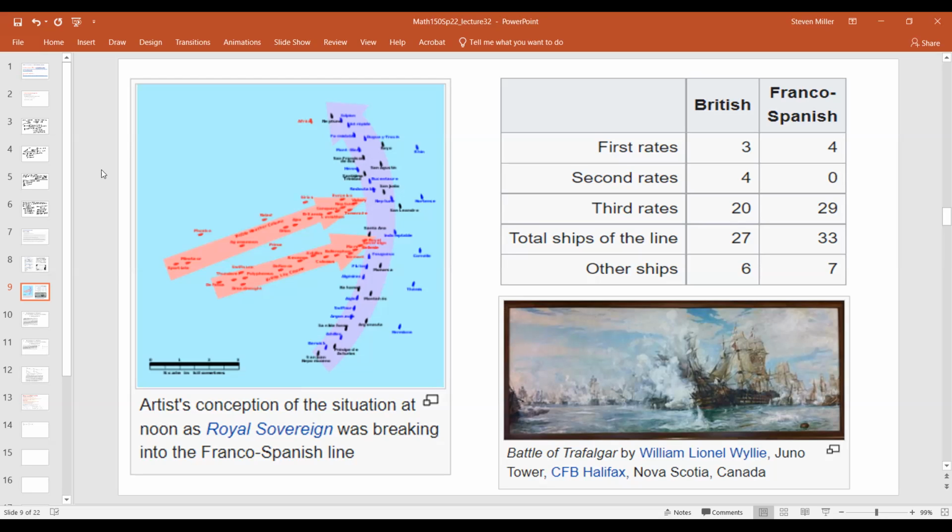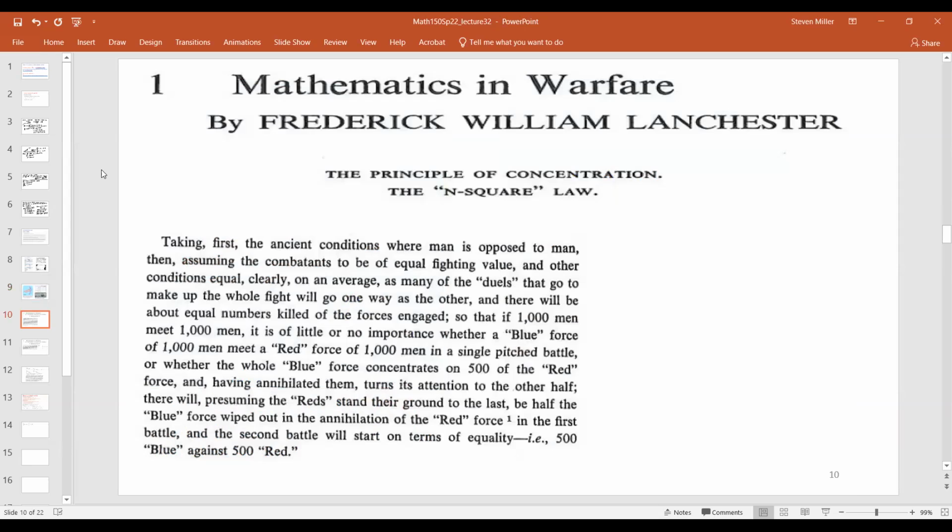Now, I do not believe that there is any evidence of Nelson or anyone in his command actually writing down differential equations and solving them. But this is a nice way of just trying to give an explanation of why something like this might work. So there's a beautiful paper, if you're interested, I can send you a copy, Mathematics and Warfare by Lanchester, and it talks initially about classical warfare. So imagine you have 1,000 people fighting 1,000 people, or you have 1,000 people fighting 500 people, and after you fight those 500 people, you move on and you fight another army of 500.